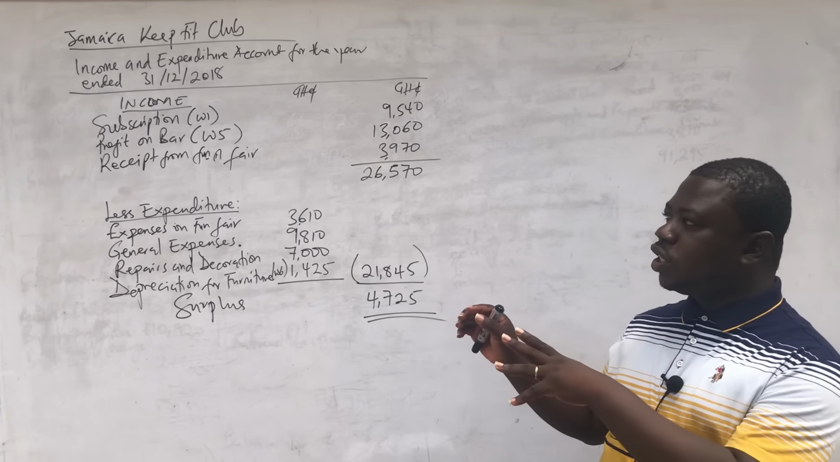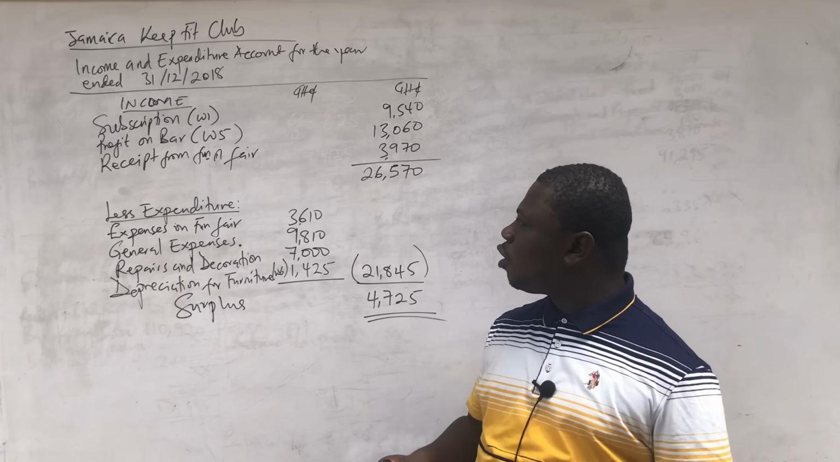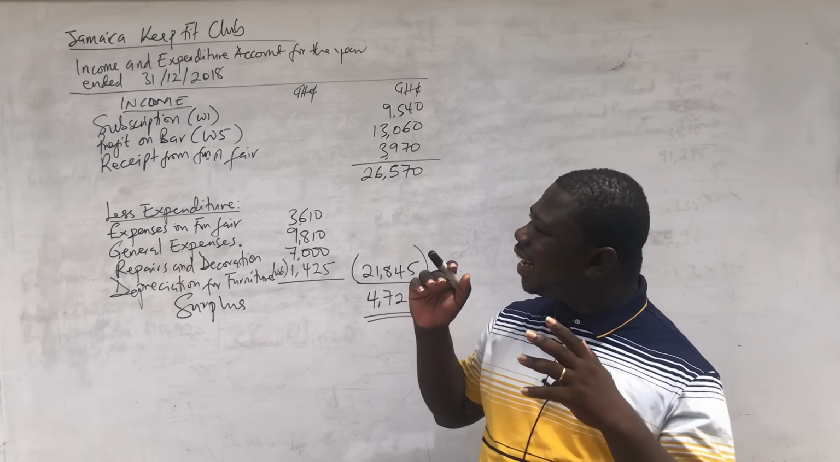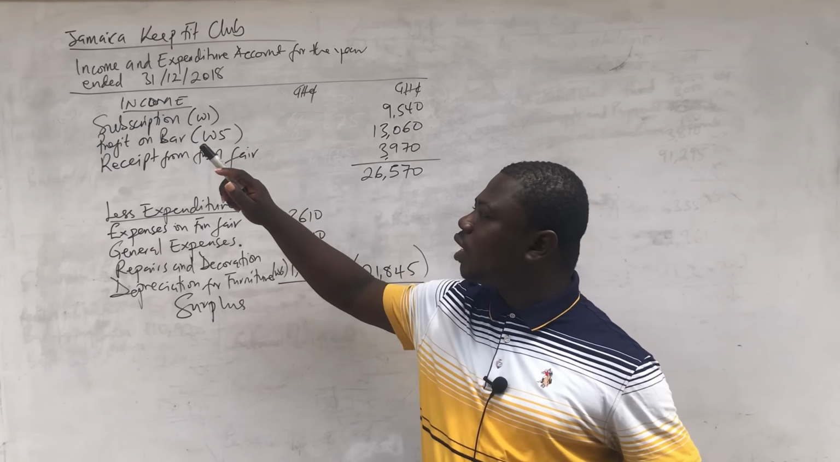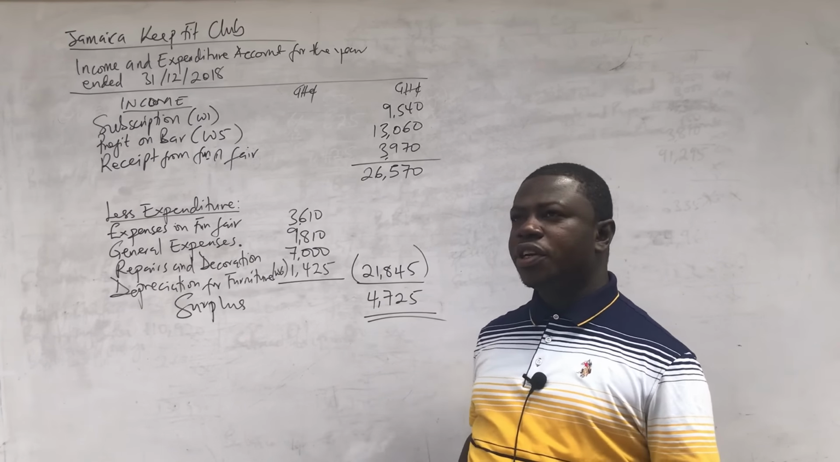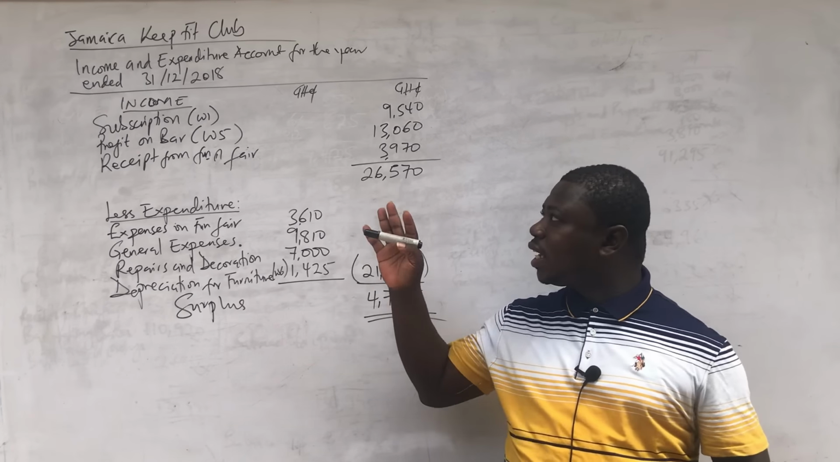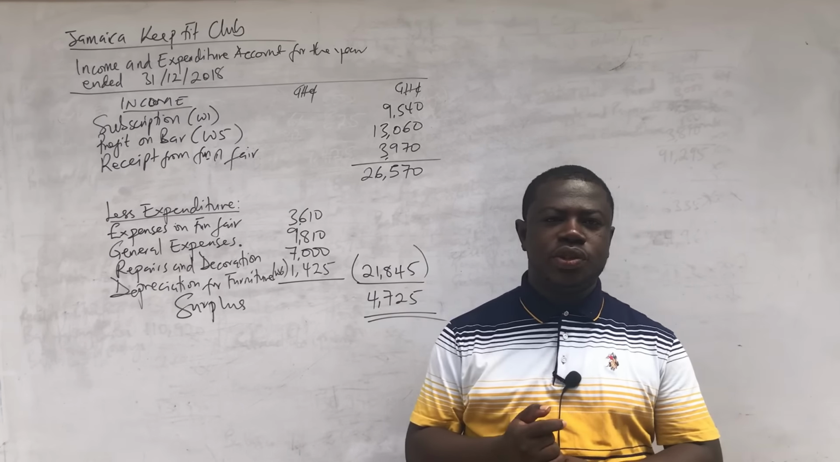But what goes into the workings is what you have to master. So from here, you have to sit down and learn well how to prepare the subscription account, the bar trading account if there is any, and then how to work for depreciation and any other working that is involved. But the income and expenditure account is as simple as you see it.